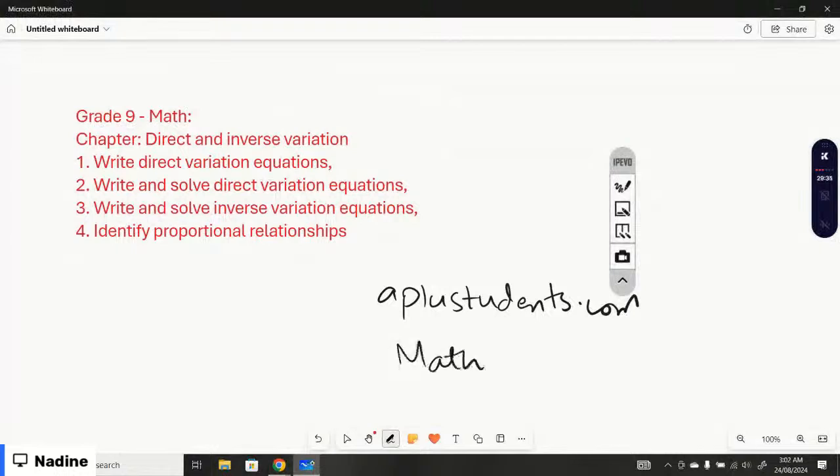Then you have to select math from the subject tab, scroll down to grade 9 and then click on view all lessons. There you can find a list of the chapters. We're going to start with the chapter direct and inverse variation. The lessons we're going to cover today are write direct variation equations, write and solve direct variation equations, write and solve inverse variation equations, and identify proportional relationships.